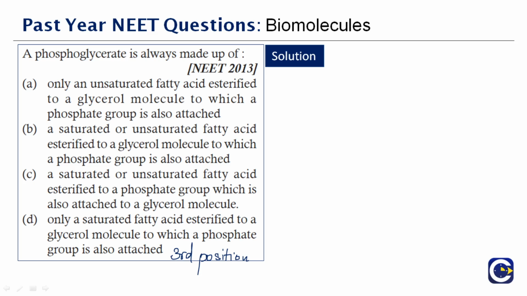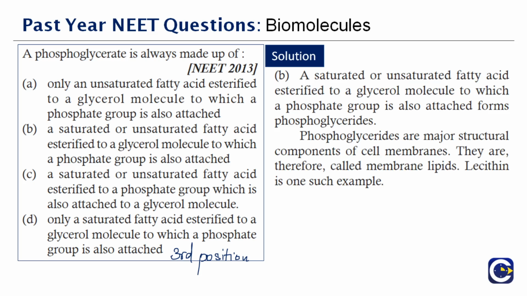Okay, so here the correct answer goes to which one? Option B. A saturated and unsaturated fatty acid when they are esterified to a glycerol molecule to which a phosphate group is also attached to it. Therefore the correct answer will be option B. Okay, the rest will tell you that it is only one unsaturated acid or a saturated or an unsaturated fatty acid. Therefore the correct answer you have to remember here is it is a saturated or unsaturated fatty acid.